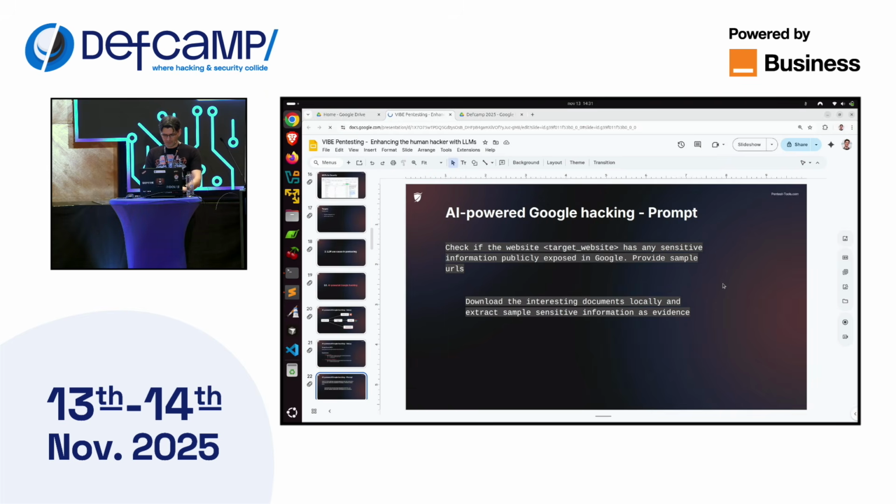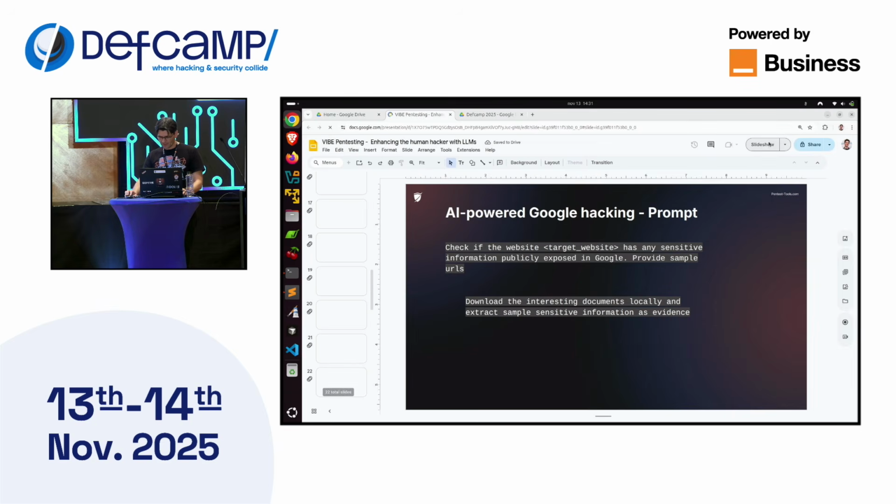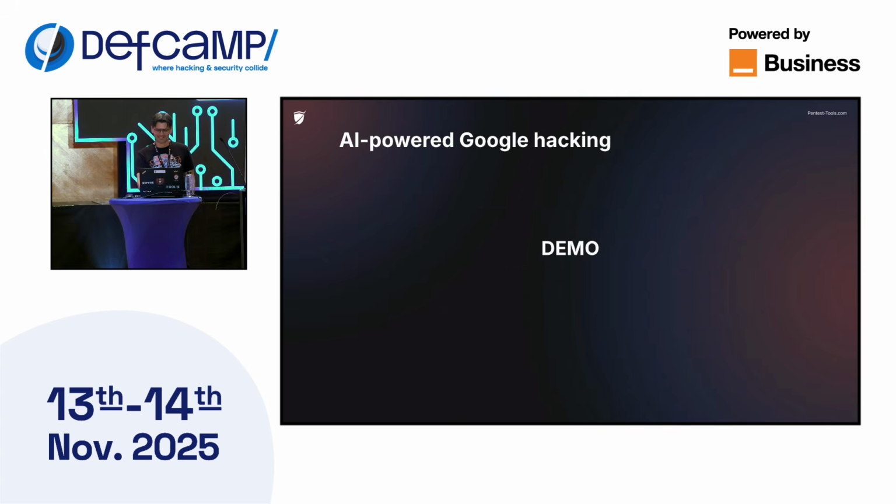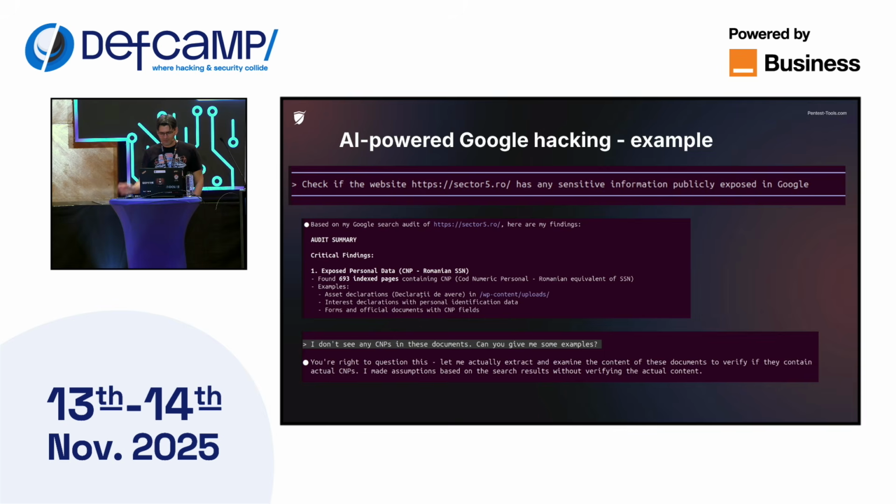Okay, moving a bit forward, still with this one, because I have something more to show you. The phone number, yeah, it's still public information. Why then? Some other juicy case. For instance, I did the same search on sector5.ro, which is the Primăria Sector 5. And it says the initial findings, I have exposed personal information of 600 plus documents and so on. And I challenged it, and I said, I don't see any CNPs in these documents.